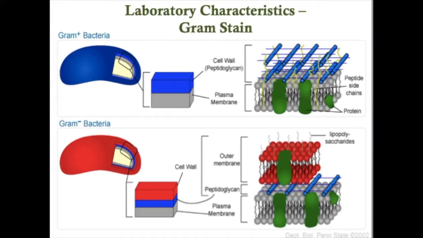Alternatively, gram-negative bacteria stain red or pink, which is attributed to a thinner peptidoglycan wall that does not retain the stain. Gram-negative bacteria have a cell wall that is composed of the peptidoglycan layer, as well as an outer membrane containing lipopolysaccharides, or LPS, that covers the peptidoglycans.